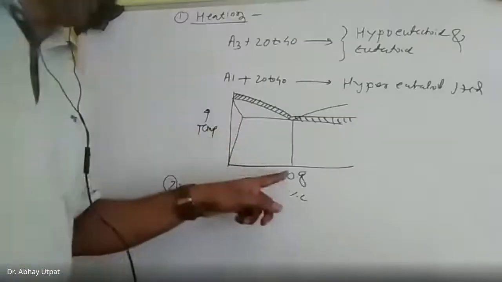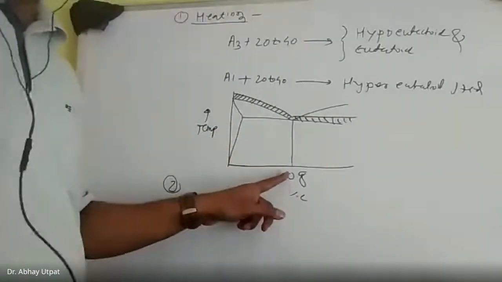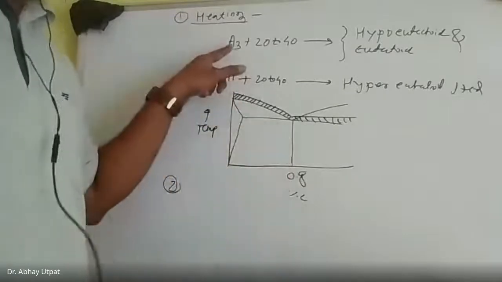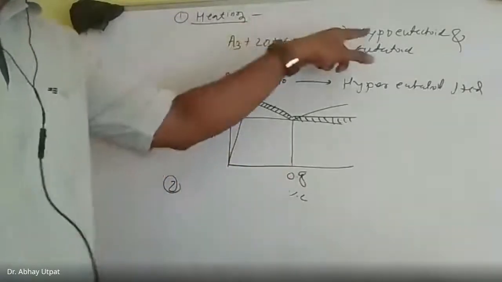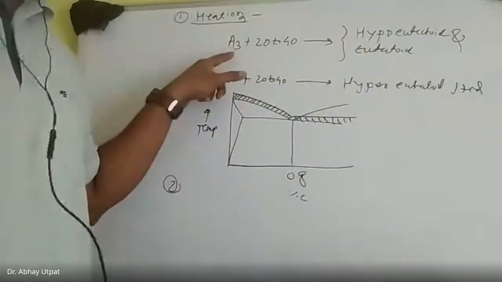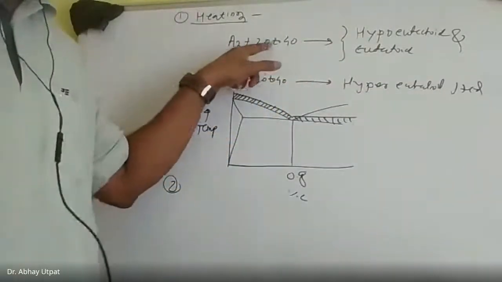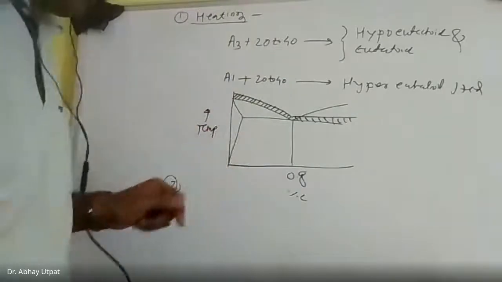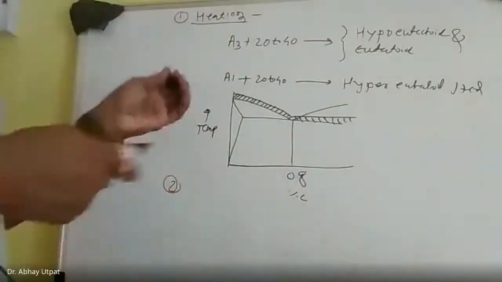Sir, please explain that diagram once more. This is the eutectoid point of the iron carbon diagram. Heating temperature for hypoeutectoid and eutectoid is A3 plus 20 to 40. So I will erase and draw once again.